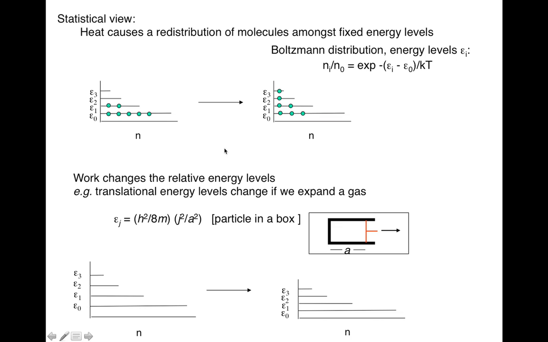What work does is actually change the energy levels. And you can think about that in a very simple example. If you remember your elementary quantum mechanics, the particle in the box, the energy of a given state is related to the length of the box. So let's say we take a cylinder full of gas and we expand the gas, we change the length of the box, and we're going to change the energy levels. Okay, so we'll get some picture that looks like this. So again, work acting on a system is going to actually change the relative energy levels. So that's the statistical interpretation of heat versus work.